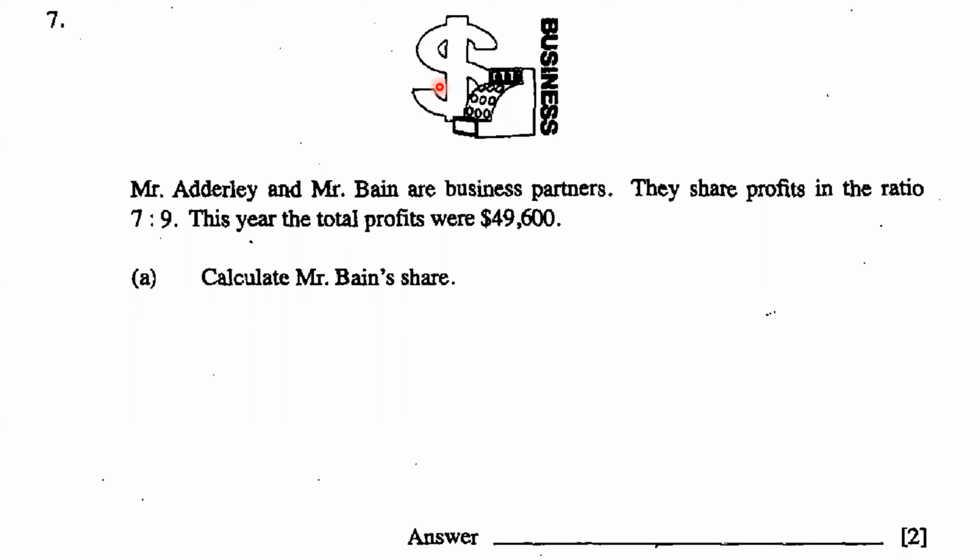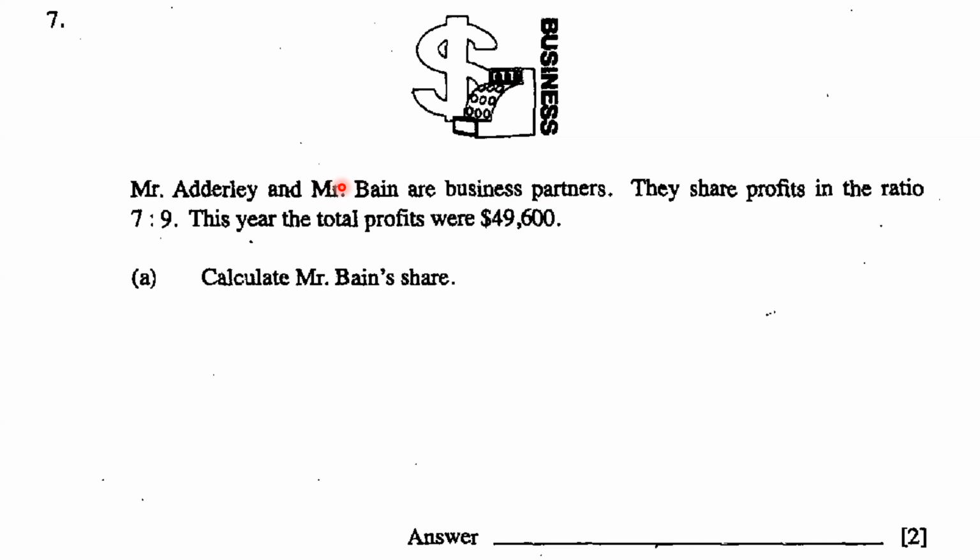All right, let's read it again. Mr. Adderley and Mr. Bean are business partners. They share profits in the ratio 7 to 9. This year, the total profits were 49,600. Calculate Mr. Bean's share. So imagine you have $49,600, and we're going to split it into 16 equal parts. We're going to give 7 out of that 16 to Mr. Adderley, and 9 of those equal parts of the 16 to Mr. Bean.